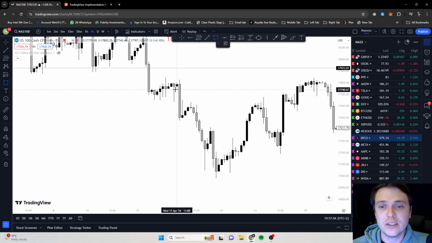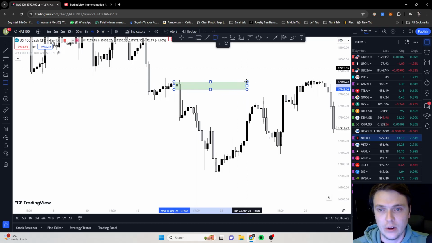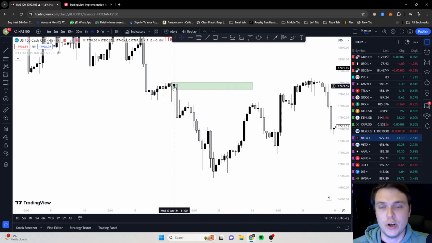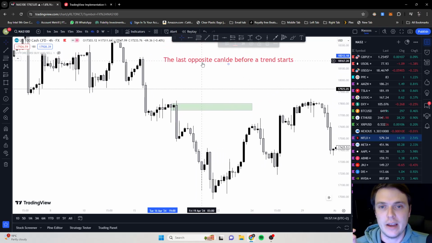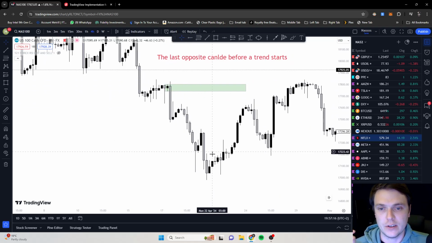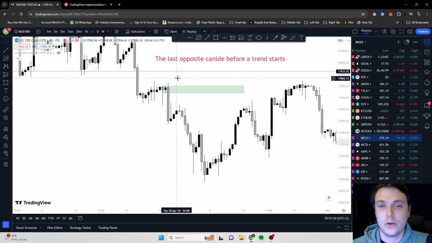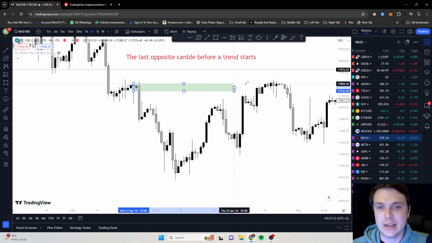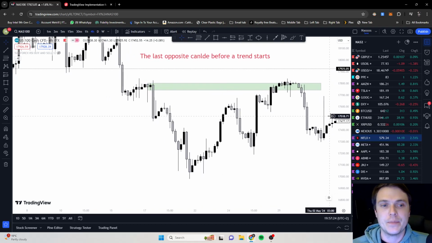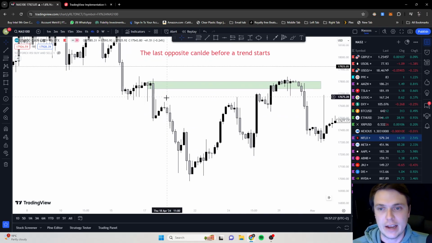So the last opposite candle from this trend is this little bullish candle over there. It's the opposite candle before the trend started. So it's that last opposite candle before the trend started. Now we're going to mark that candle out. We will take it to the right hand side and we will just leave it like that until it comes to the point of interest.